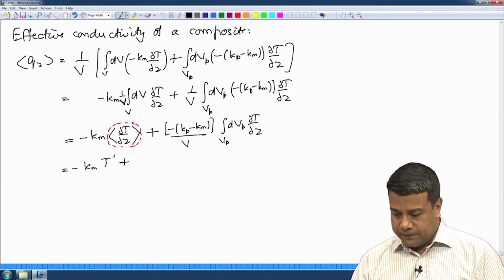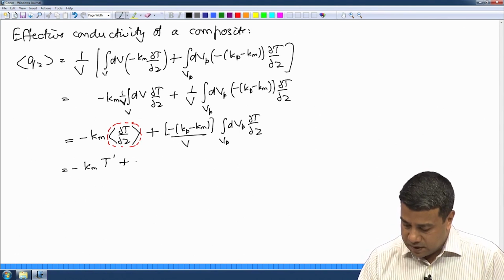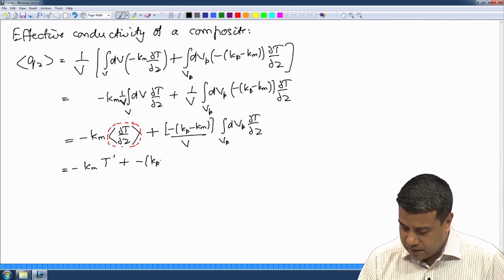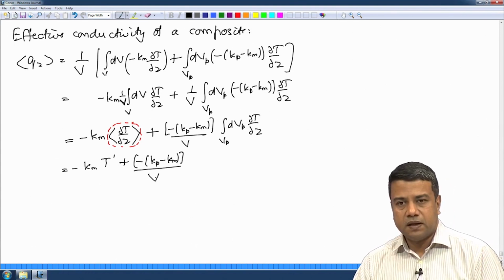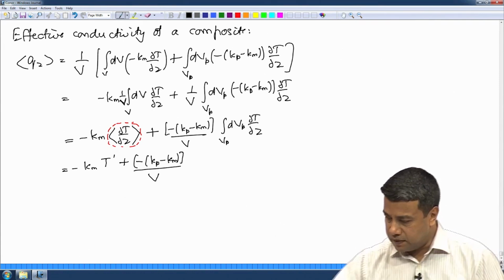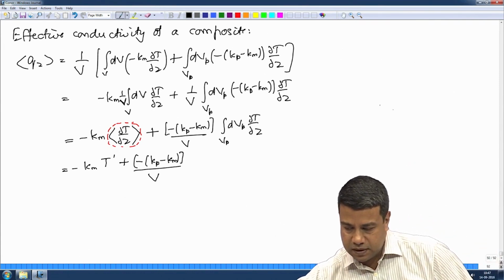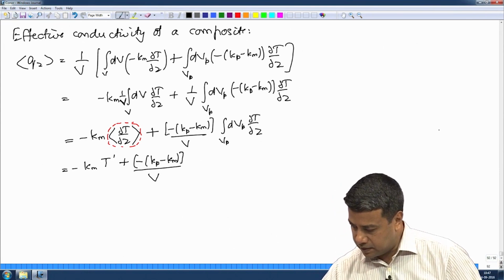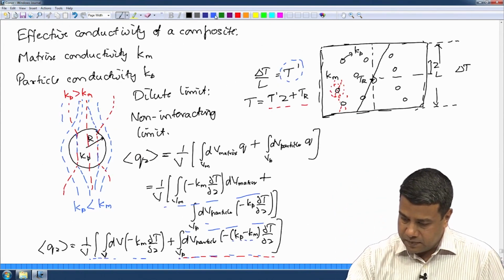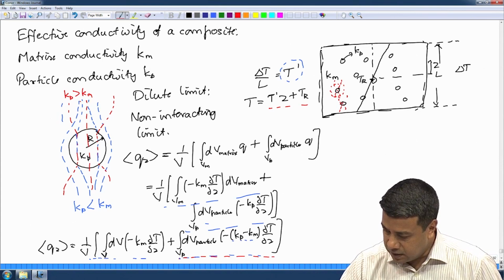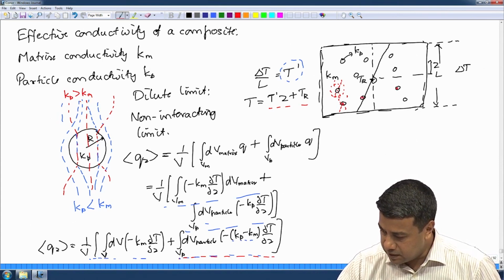And the second term, which is minus of Kp minus Km divided by the total volume, I have an integral over all of the particles. So, basically the integral over the particle volume is an integral over all of these particles.